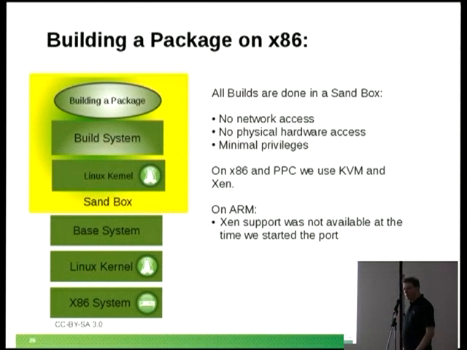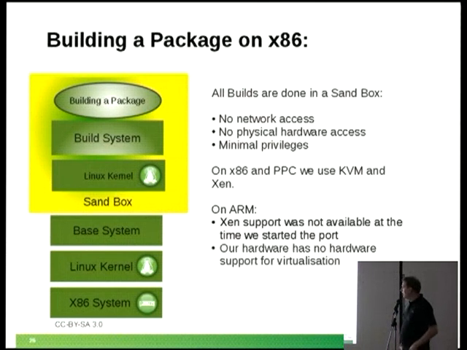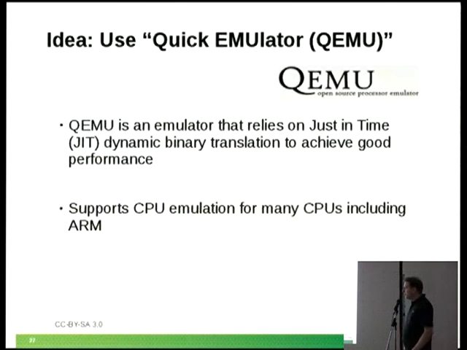And on the normal architectures that OpenSUSE supports, basically x86 and now PowerPC, we use, as I said, KVM-Xen. On ARM, however, when we started the port, there was no virtualization support whatsoever. Meanwhile, there has been some experimental port of Xen announced for ARM, and I think even KVM has a prototype running, but it was not available at the time we started. And in addition to that, the hardware we had didn't actually have any support for virtualization. So we were kind of stuck, and we thought about how to get out of it.